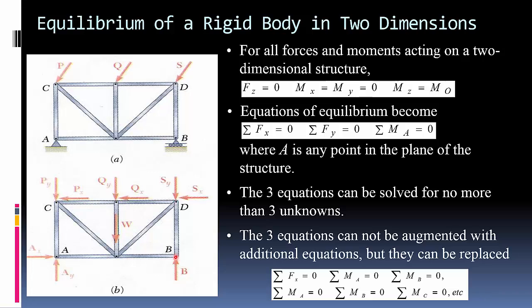If I take the sum of the moments at this point, I'm assuming P, Q, and S are all known. So B is going to pass through that point, so it's going to have no moment. Ax is going to pass through that point, so it's also going to have no moment. So you can use that equation to solve for Ay.